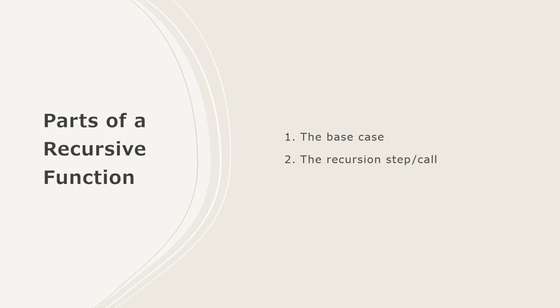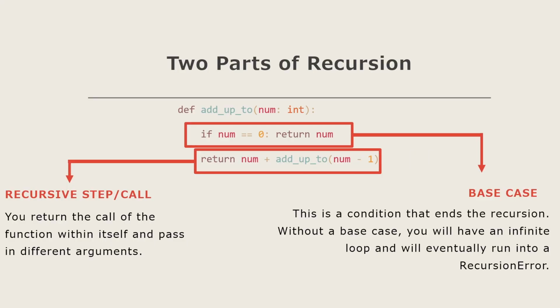So there are two main parts of a recursive function. You have the base case, and then you have the recursive step or the recursive call. Those two are very important. Let me elaborate. So we have this function called addUpTo, which takes in an integer for the one and only parameter. What this basically does is add up all the numbers from 0 to the number that you input. So if you input 5, you end up having 0 plus 1 plus 2 plus 3 plus 4 plus 5, which I believe goes out to be 15. That's what this function does.